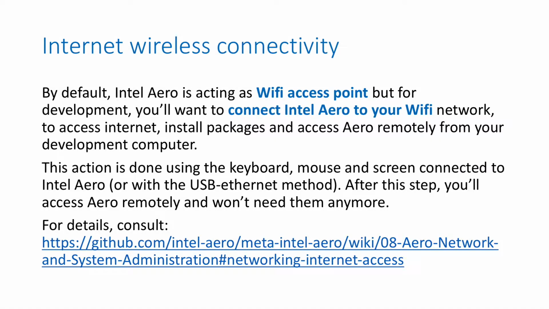So we've seen that by default, Intel Aero is acting as an access point, but for development, you'll want to connect Intel Aero to your Wi-Fi network to access internet, install packages, and access Aero remotely from your development computer. This action is done using the keyboard, mouse, and screen connected to Intel Aero. And after this step, you'll access Aero remotely and won't need them anymore. The full procedure is detailed on the GitHub.